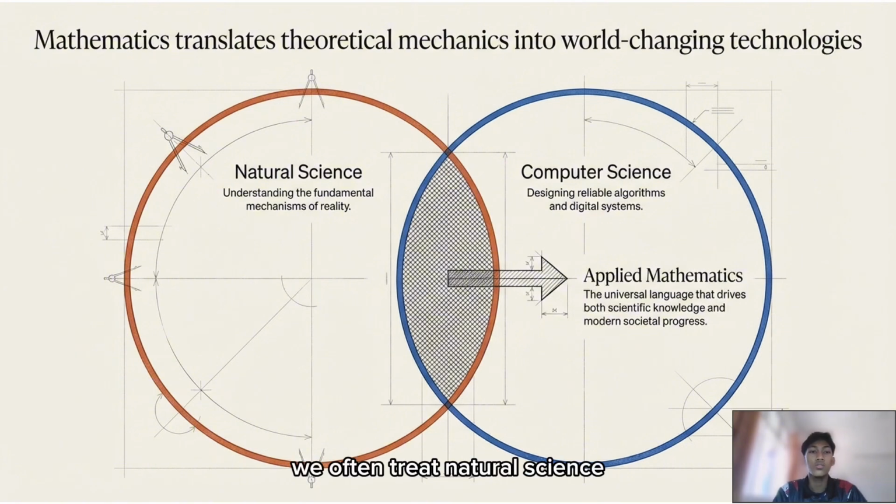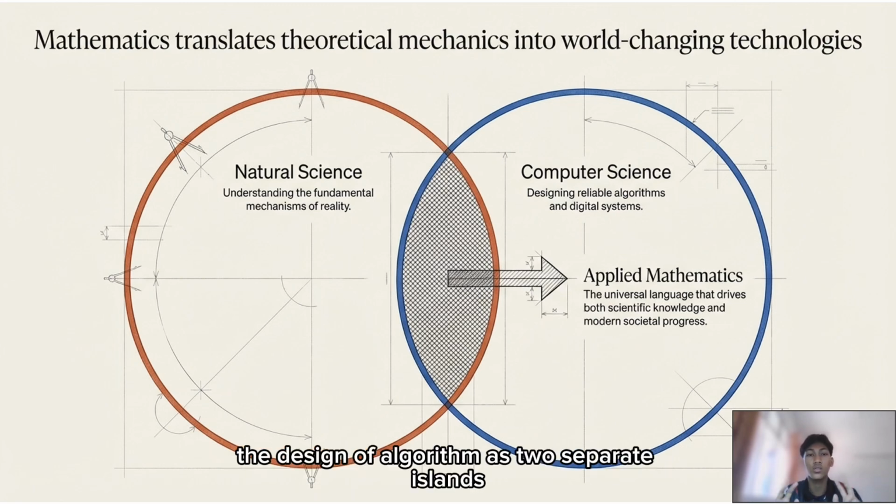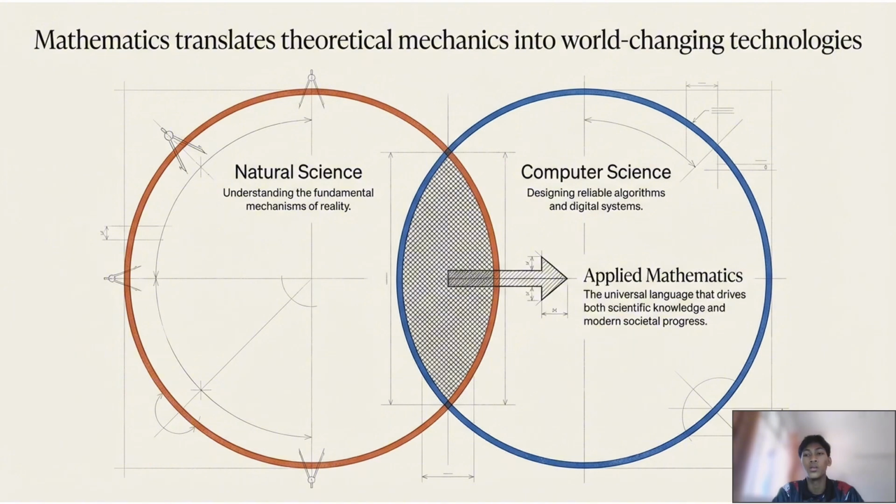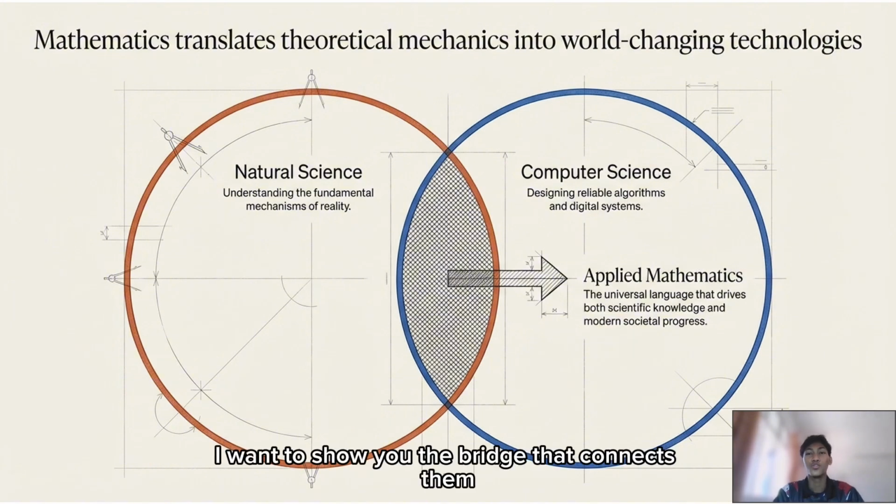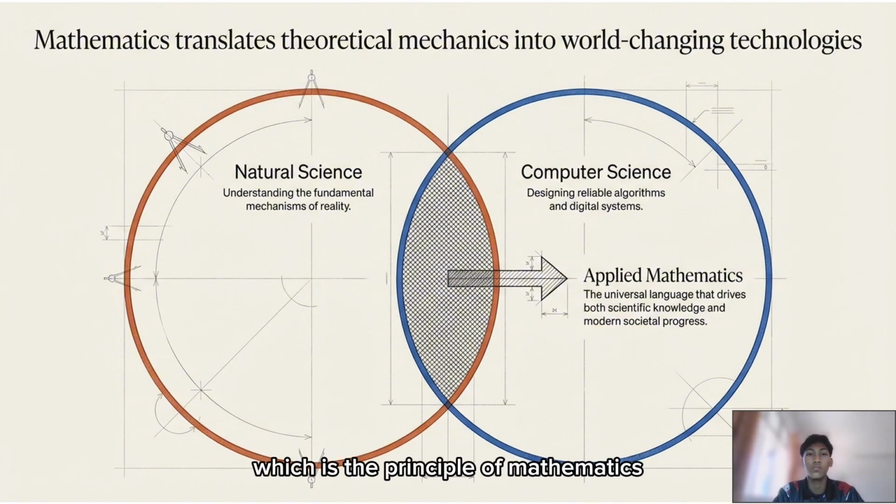We often treat natural science, the study of reality, and computer science, the design of algorithm, as two separate islands. But today, I want to show you the bridge that connects them, which is the principle of mathematics. Math is not just a subject we study in school to pass a test. It is the universal language that navigates the physical cosmos and secures our digital life. It is the code written into the stars, and also the code written into our servers.